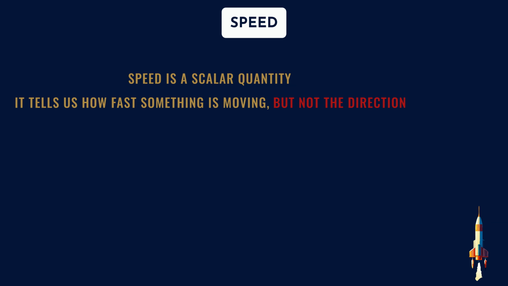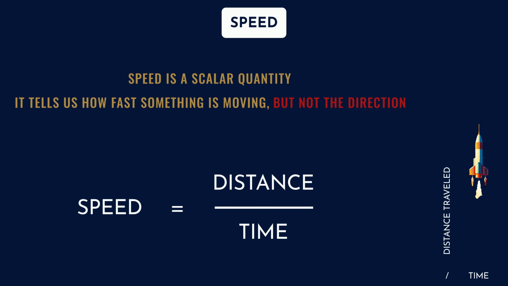Let's start with speed. In physics, speed is a scalar quantity, which means it only tells us how fast something is moving, without considering the direction. It is defined as the distance traveled divided by the time it takes to travel that distance.